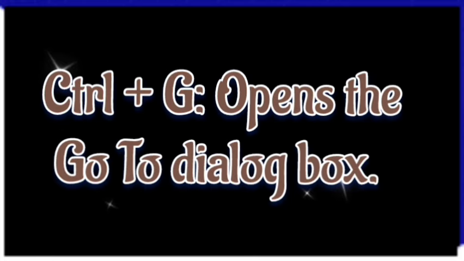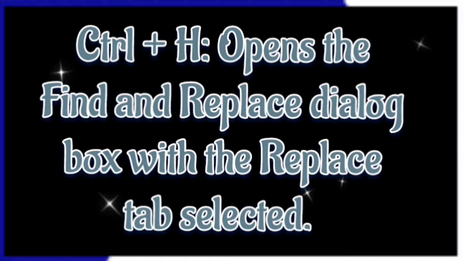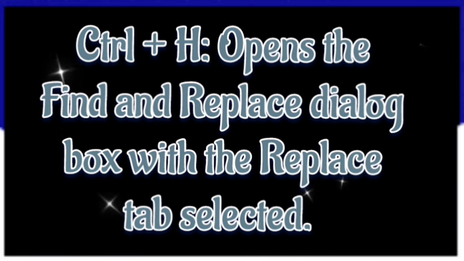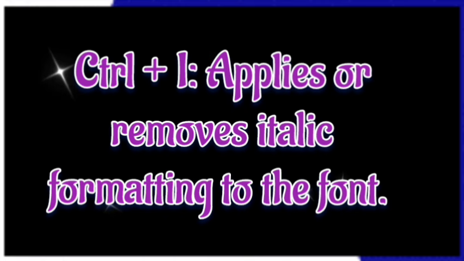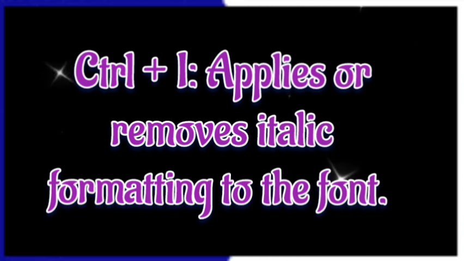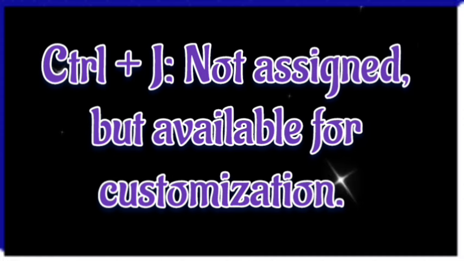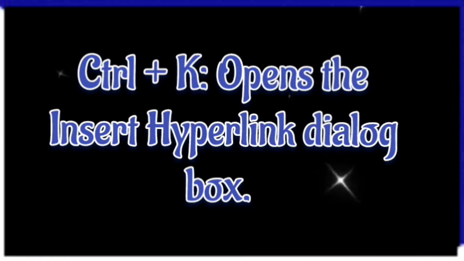CTRL plus G opens the Go To dialog box. CTRL plus H opens the Find and Replace dialog box with the Replace tab selected. CTRL plus I applies or removes the italic formatting to the font. CTRL plus J, not assigned but available for customization.